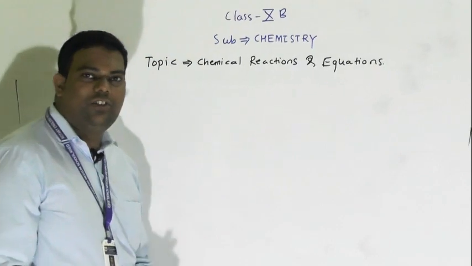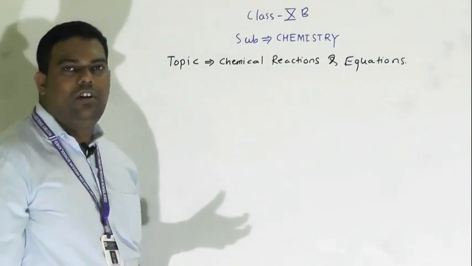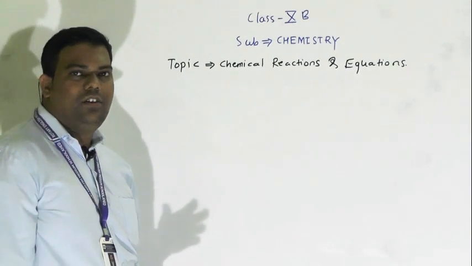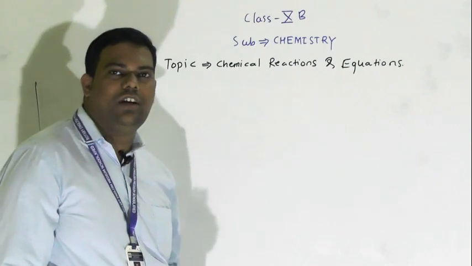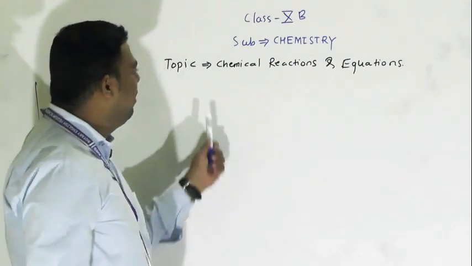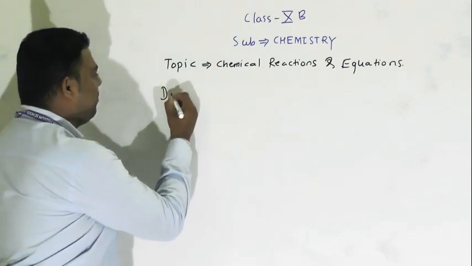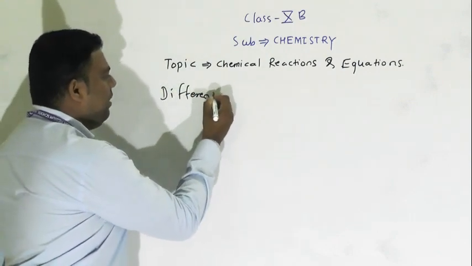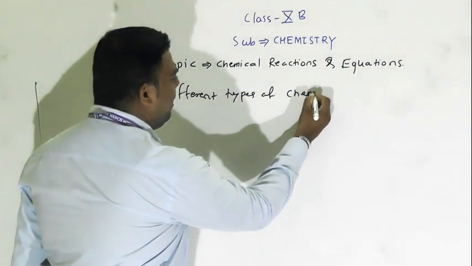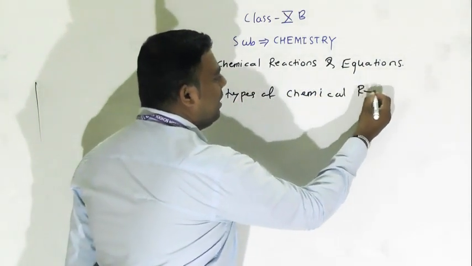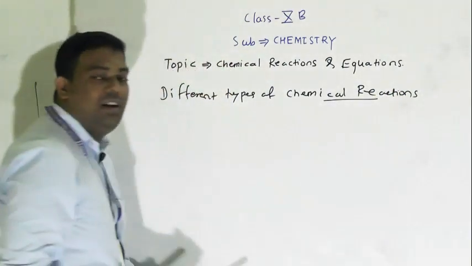In the previous lecture, we saw in our topic, chemical reactions and equations, some basics in that, which are the observations when reactions happen. Now we'll see our next part, that is different types of chemical reactions.